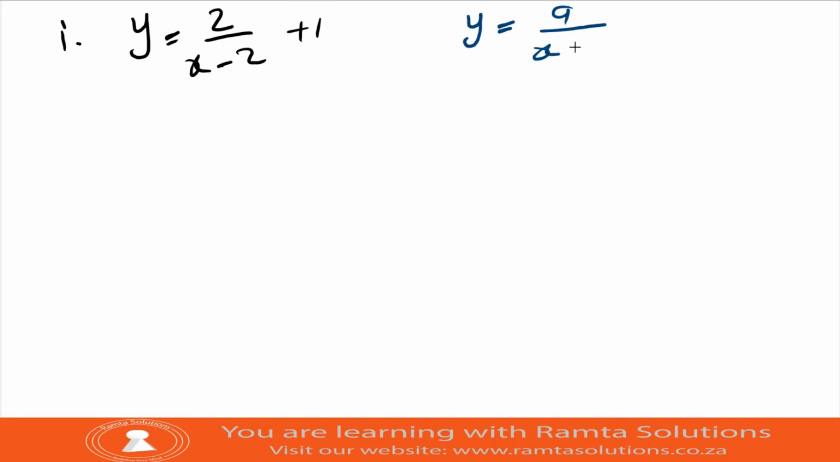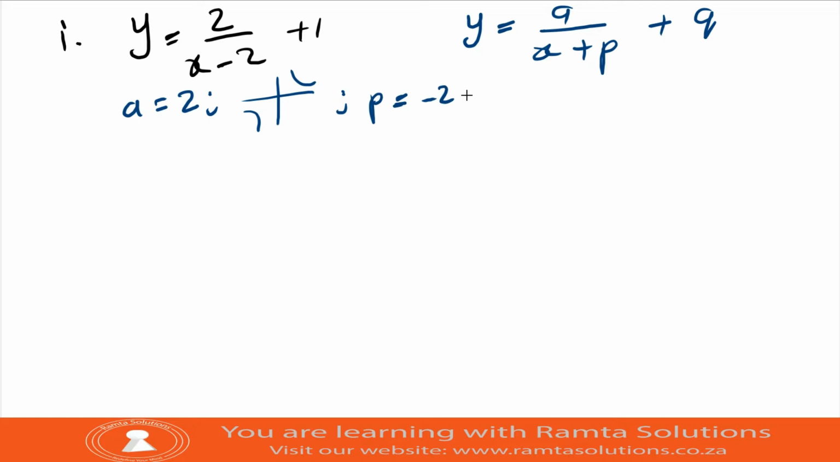Number 1 was y equals 2 over x minus 2 plus 1. Let me change the color. We know this is y equals a over x plus p plus q. This should tell you a is 2, meaning the graph is like this. And then p, as you can see, is equal to negative 2, meaning the graph shifts to the right. Q is equal to 1, meaning the graph shifts up.